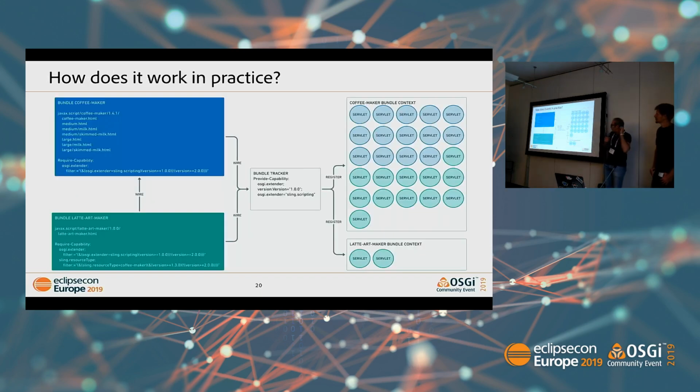So how does it work in practice? The blue and the green rectangles are basically bundles. Let's assume that we have a coffee maker and a latte art maker. And the latte art maker is just a specific type of coffee maker, right? It does coffee, but it adds some latte or some milk into your coffee. And then obviously it needs all the knowledge of the coffee maker to be able to provide you with a drink. They both provide scripts, and then they both provide and require capabilities.